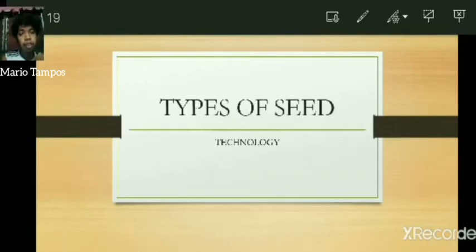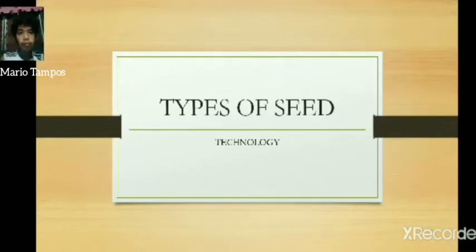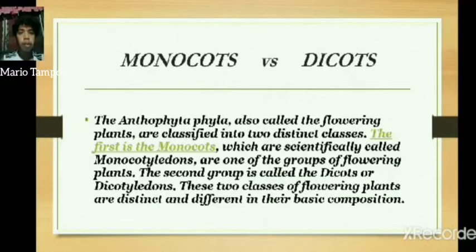Types of seed technology. Monocots versus dicots. The Anthophyta phyla, also called the flowering plants, are classified into two distinct classes.